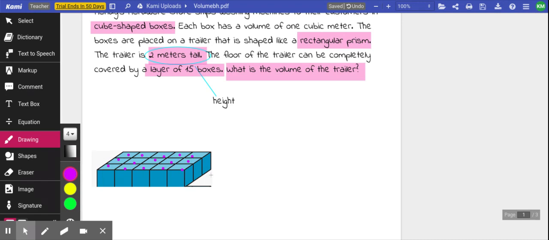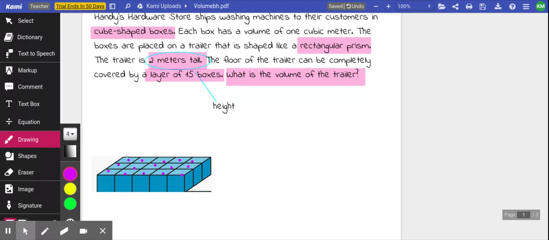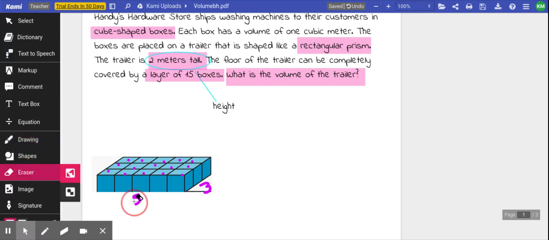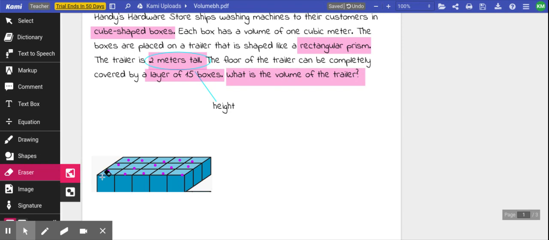So that's the base, right? If I think back to area, and I'm just going to circle that, remember, area is length times width. So my area here for this particular shape is a 5 by 3, which gives me 15. So I know the area, the layer of boxes, is 15. I'm going to erase that because that doesn't necessarily mean it's a 5 by 3 box. But in this particular picture, you can see that the first layer of boxes on the floor is 15 boxes.